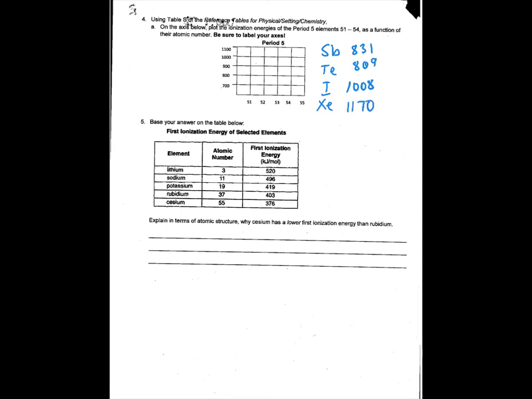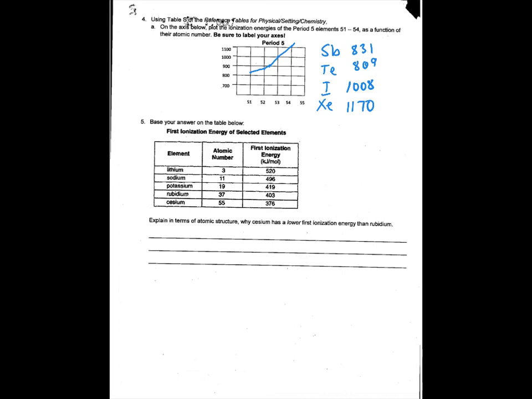So let's plot these on the chart. So Sb is 51, that's 831 over here. Tellurium is 869. Iodine is 1008. And xenon is over here. So it looks like it goes up like that.